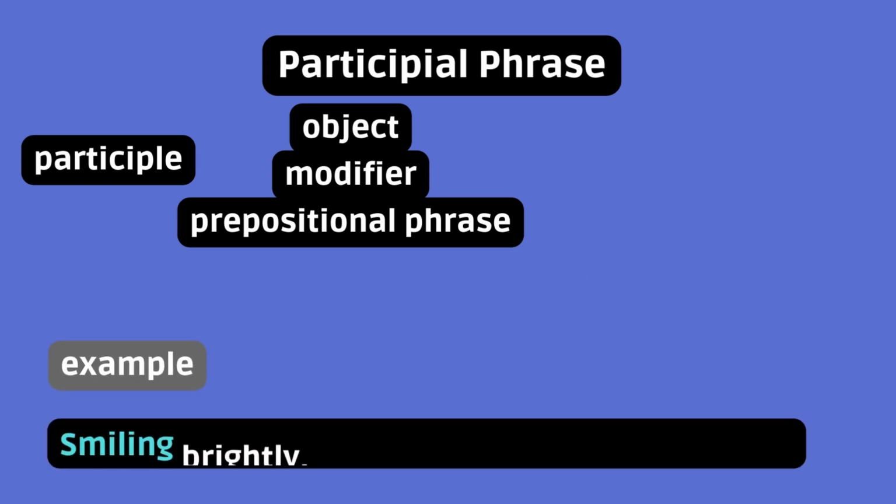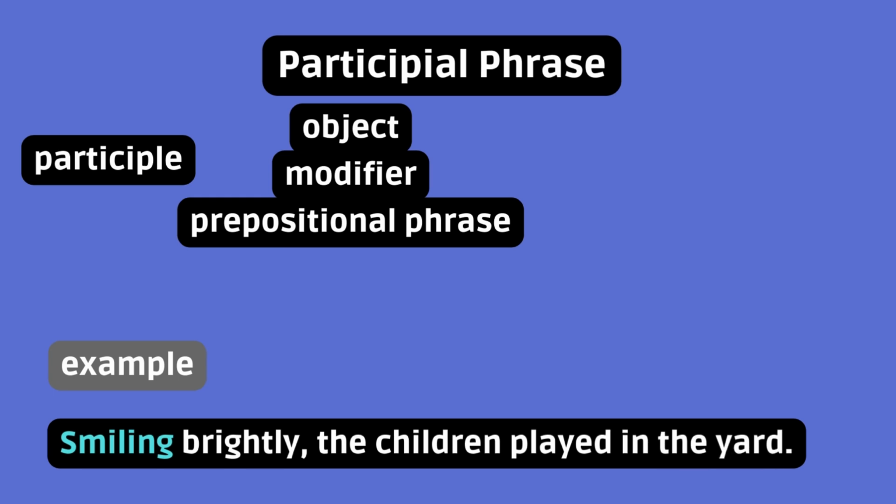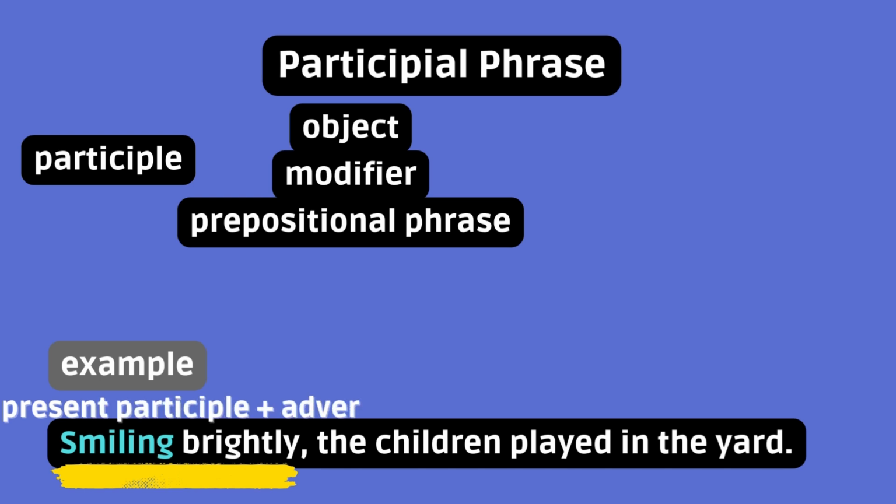Example: "Smiling brightly, the children played in the yard." Here, the main sentence is "the children played in the yard." "Smiling brightly" is the participial phrase, present participle plus adverb. This group of words modifies the subject, children, as they are the ones smiling brightly. A smiling yard wouldn't make much sense anyway.